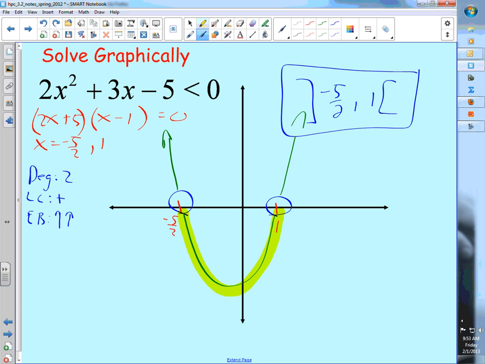No, that's the x-axis. Those are x values. We only care about the x's. Look at your yellow. Between these two x's are the x's that give you values that are negative, right? I didn't include the right circle.